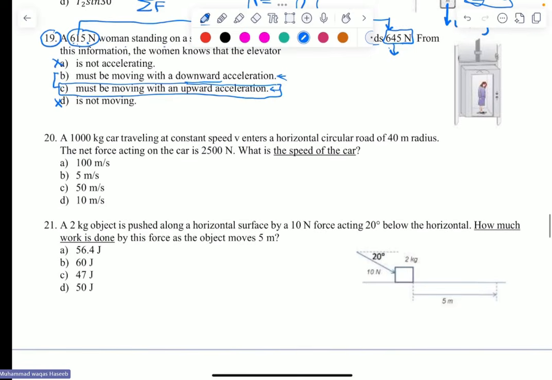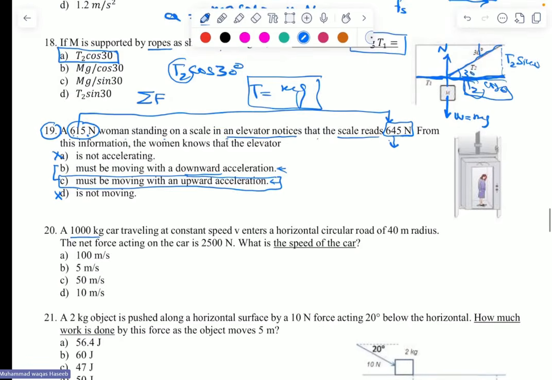Question number 20. A 100-kilogram car. Wait, doctor, can you go back up? How will we know if it should go upwards or downwards?